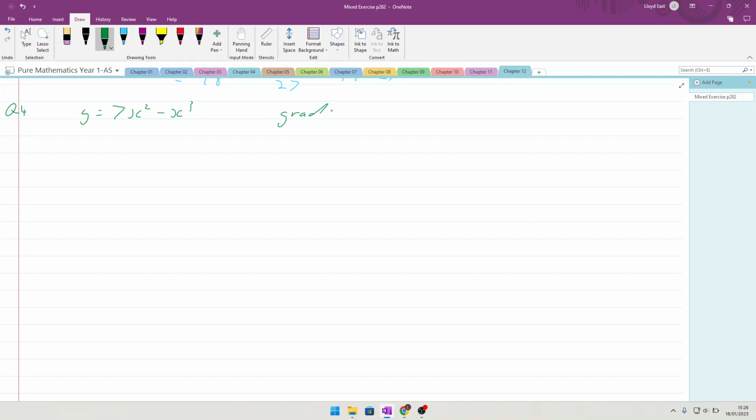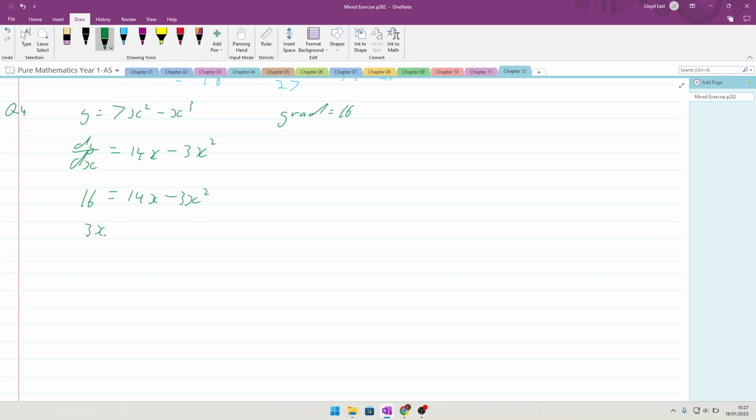Okay, so we've got our gradient equal to 16, and we want to know the coordinate. I'll calculate the x-coordinates. So first off, we'll do dy by dx, and we will get 14x (2 times 7, x to the 2 minus 1) minus 3x squared (3 times minus 1 gives minus 3, and 3 take away 1 is 2). Now the gradient is 16, so we say 16 is equal to 14x minus 3x squared, and solve this for x.